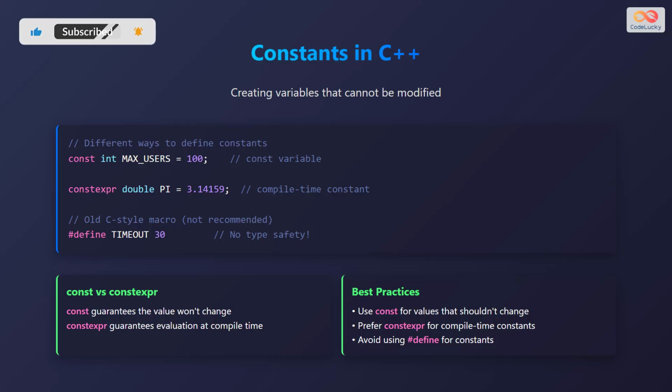When deciding between const and constexpr, const guarantees that the value won't change during runtime, while constexpr guarantees evaluation at compile time. Some best practices to consider are: use const for values that shouldn't change during runtime. Prefer constexpr for compile time constants. Avoid using #define for constants in modern C++ code.